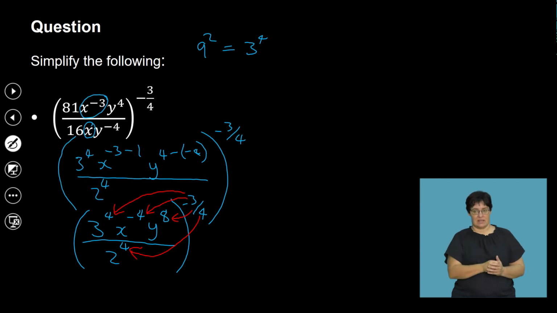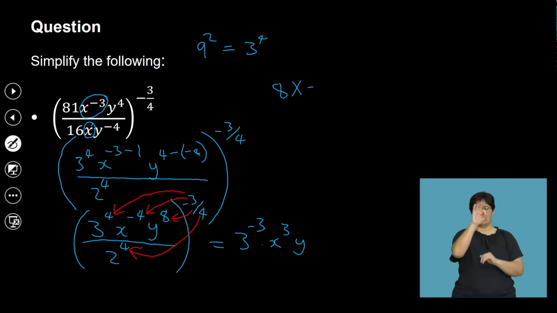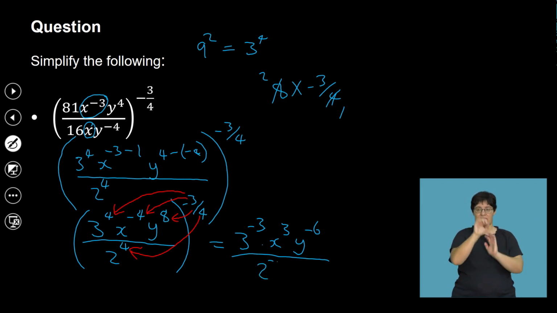So it will therefore become, which will then be the final answer, 3 to the exponent of negative 3, because 4 multiplied by negative 3 over 4 is just negative 3, multiplied by x to the exponent of positive 3, multiplied by y to the exponent of, this will be 8 times negative 3 over 4, so that's once, that's twice, which will give me negative 6. And all of this is divided by 2 to the exponent of negative 3. But remember the rule, leave your answers in positive exponents.